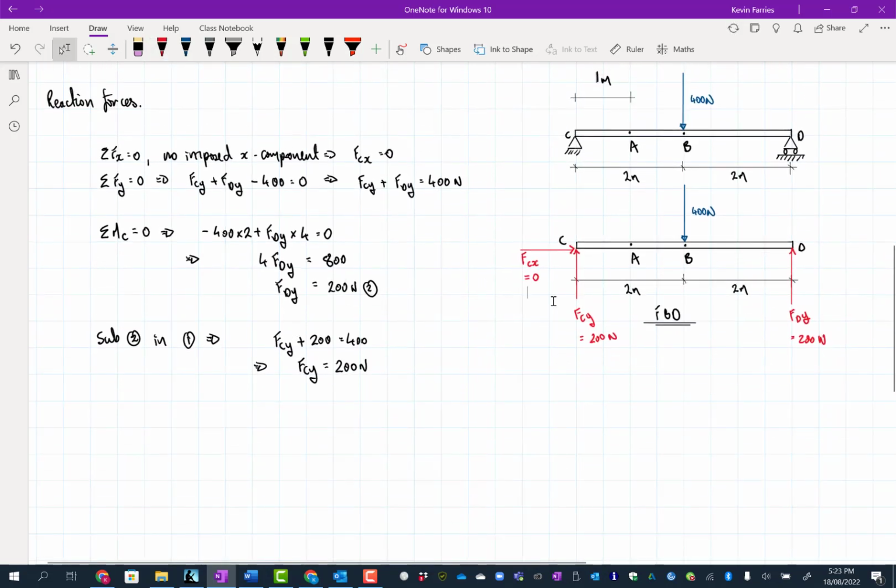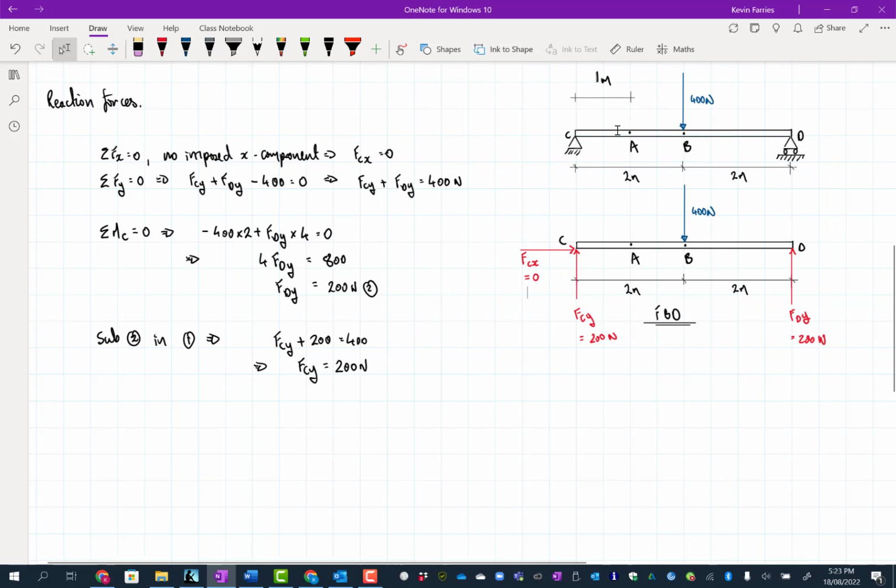Okay, so I've got those. Could have just seen it by looking at it. Symmetrical, there's no x component, but good to run through it anyway, just to see how the calcs work out. So the force is in the middle, therefore it's shared equally to both sides. So you've got 200 Newton reaction upwards on both sides. FCX must be 0 because the imposed load has no x component. So that was pretty easy.